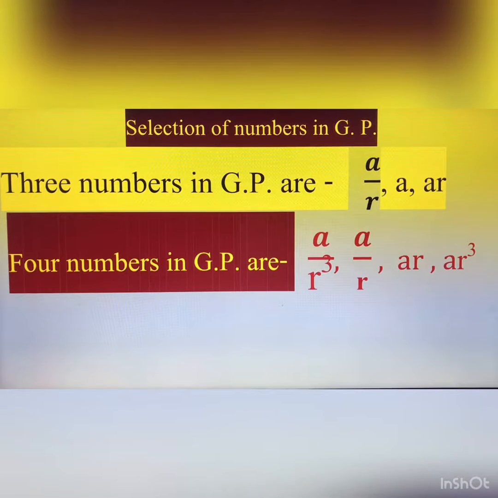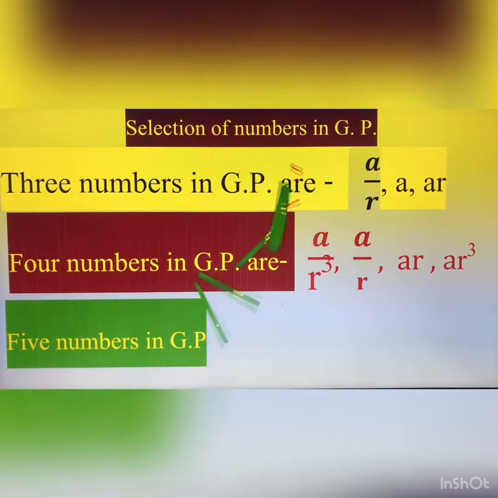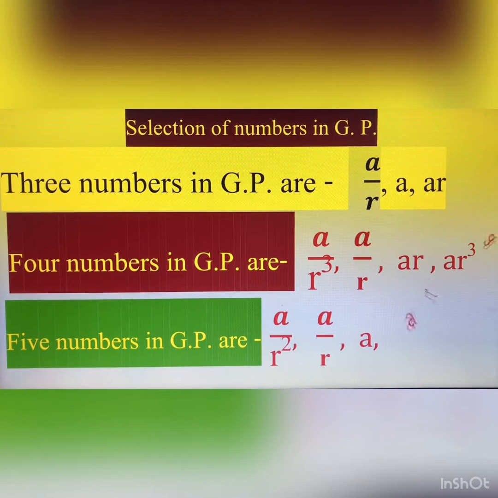So we will always take the 4 terms as a divided by r cube, a divided by r, ar and ar cube. If 5 terms are required, then we will take in the GP 5 terms: a divided by r square, a divided by r, a, ar and ar square. So these are 5 terms of the GP. Now applications of these terms.